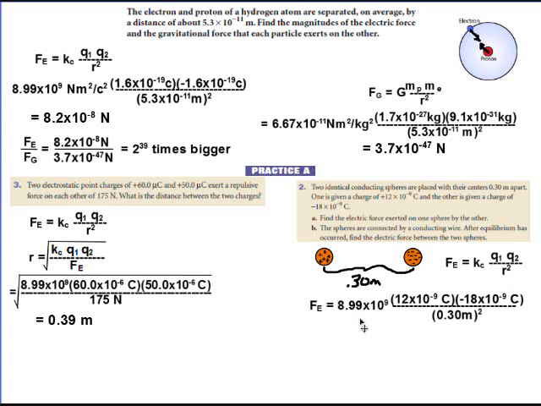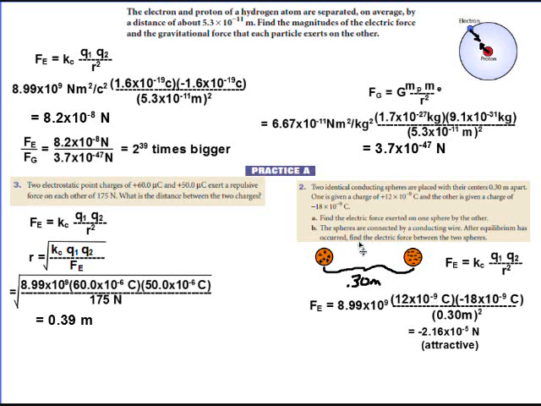In the beginning here, we have 8.99 times 10 to the 9th times 12 times 10 to the negative 9, that's the charge on the positive sphere, times negative 18 times 10 to the negative 9 coulombs on the negative sphere, and I'm dividing it by 0.30 meters squared. And what I'll get is a fairly simple computation: negative 2.16 times 10 to the negative 5 newtons, and that's an attractive force. These two are going to be attracting each other because they have opposite signs.